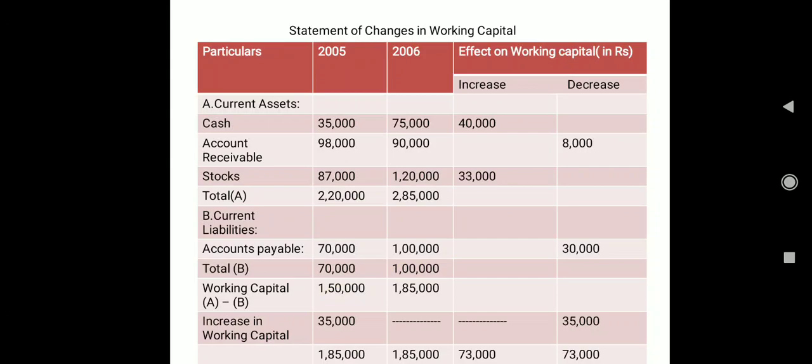Now first we have to take all the current assets that we have in this question. One by one, very first we have cash in hand, and I believe cash is your current asset. So I have taken cash here, and for 2005 the value of cash is 35,000, and for 2006 it is 75,000.